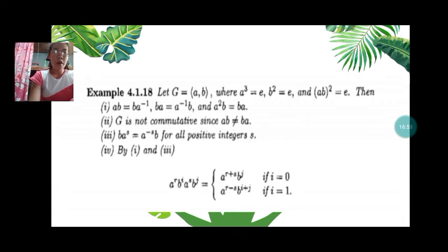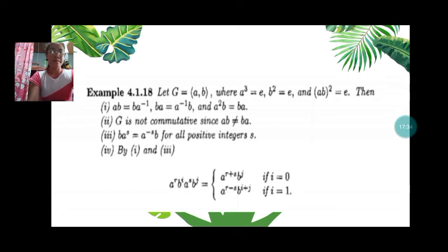So, number 4, by 1 and 3, A raised to the power of R, B raised to the power of I, times A raised to the power of S, B raised to the power of J, is equal to A raised to the power of R plus S, B raised to the power of J, if I is equal to 0. So, the equation that we will use is A raised to the power of R minus S, B raised to the power of I plus J if I is equal to 1. That is what it says there.